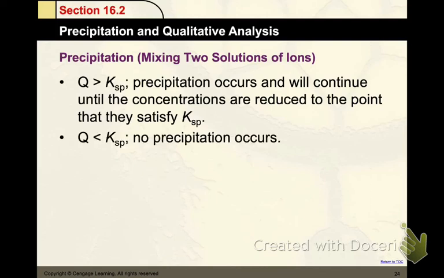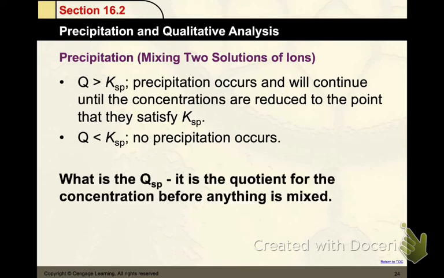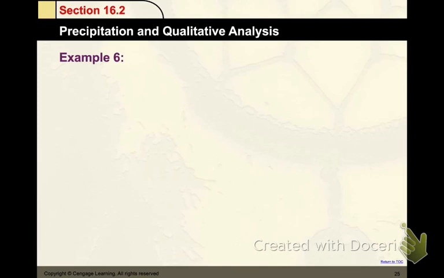If Q turns out to be less than or equal to K, you will have no precipitation because it'll either be unsaturated, it could have more ions in solution, or if it's exactly equal, saturated, still no precipitation. So Q is QSP, same expression as KSP, but you just plug in the concentrations of the ions that you've got, compare them to the K, and then you can see what happens. So let's look at an example.